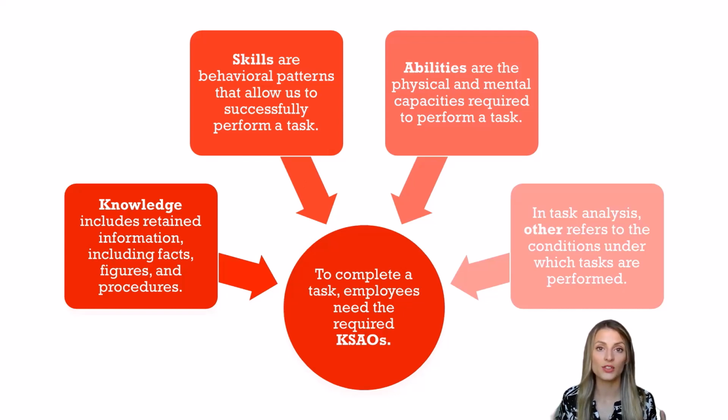Knowledge includes the information that people need to have committed to long-term memory to do the task. This includes facts, figures, theories, models, procedures. Skills refer to the learned and habitual behaviors that are required for job performance. Negotiation skills, teaching skills, design skills, for example.